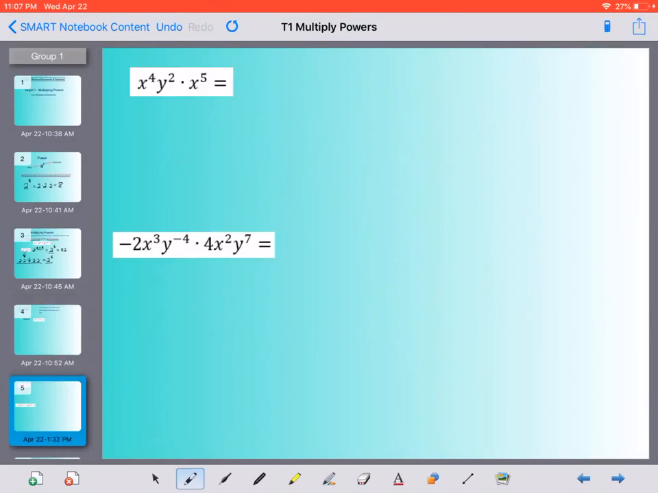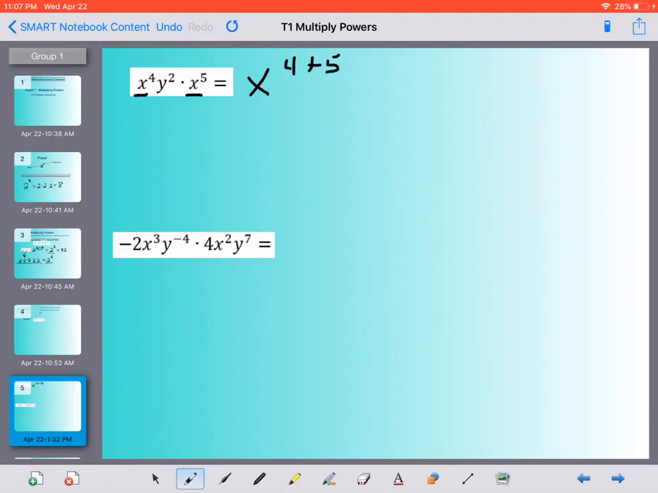Okay, let's work through these examples. These examples have more than one variable, and they also have some coefficients involved. The first one is x to the 4th y squared times x to the 5th. You'll notice that we have two power terms that have the same base, so we can combine those to one expression. So that would be x to the 4 plus 5.